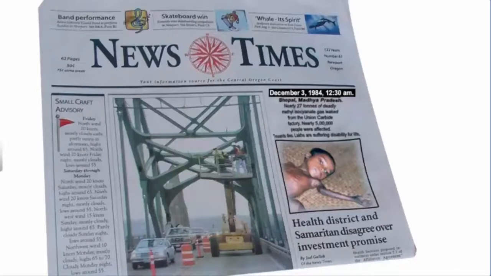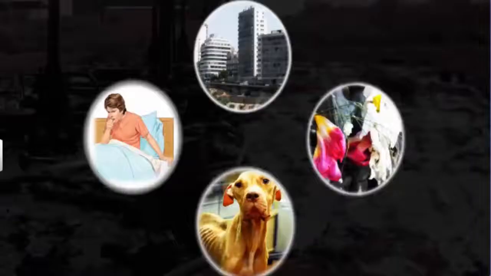Air pollution affects the health of humans, animals, and plants alike. It also causes damage to buildings. The Taj Mahal in Agra is threatened by the air pollution from industrial areas around it.